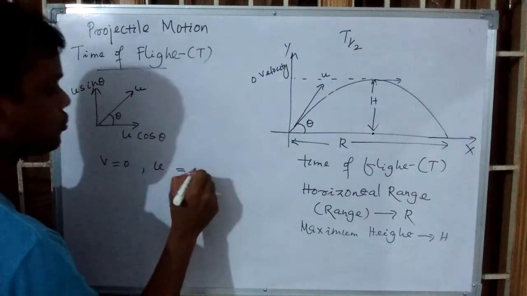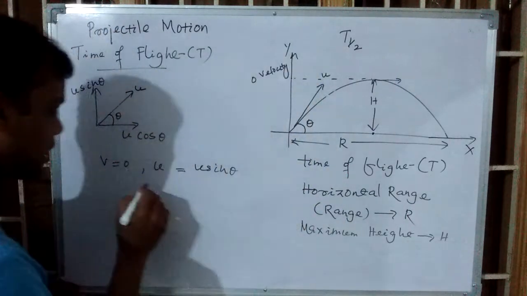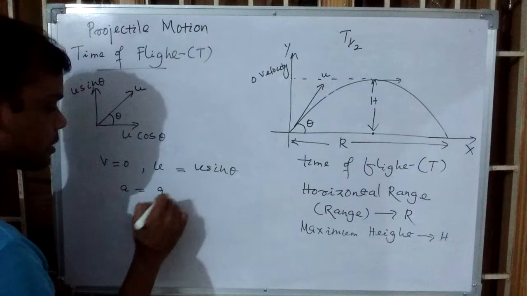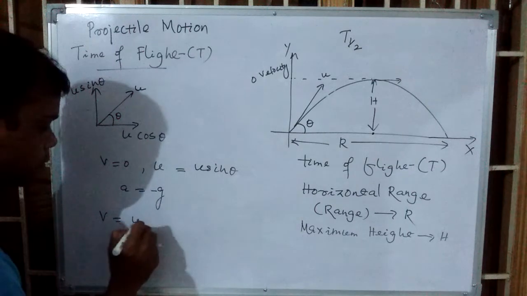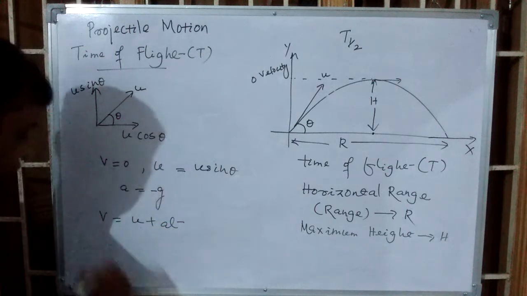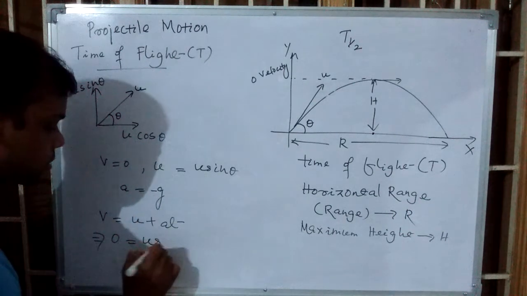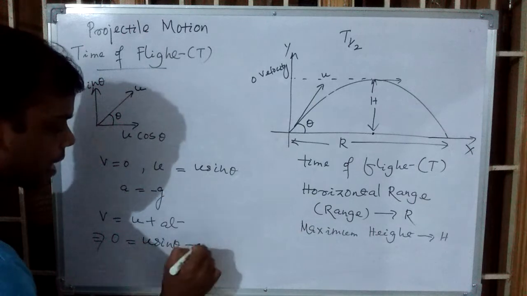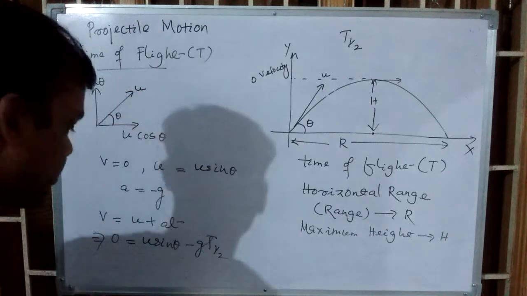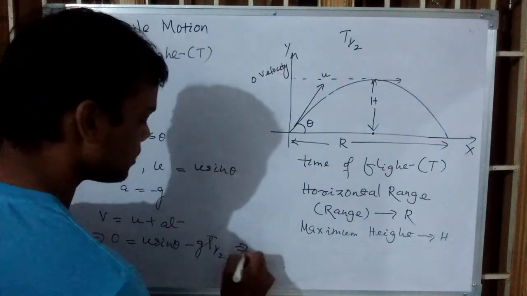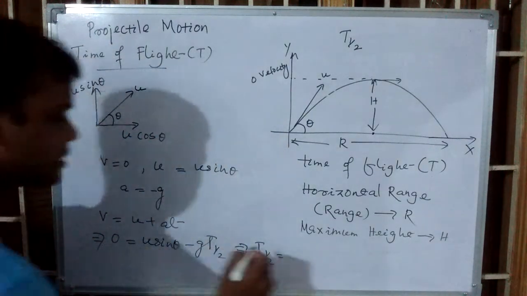Initial velocity is u sin theta. If it is moving up, that means acceleration is nothing but minus g. Then v is equal to u plus at. This implies v is 0, u is u sin theta, minus g t half, because time taken by the body is t half. This implies t half is equal to u sin theta by g.